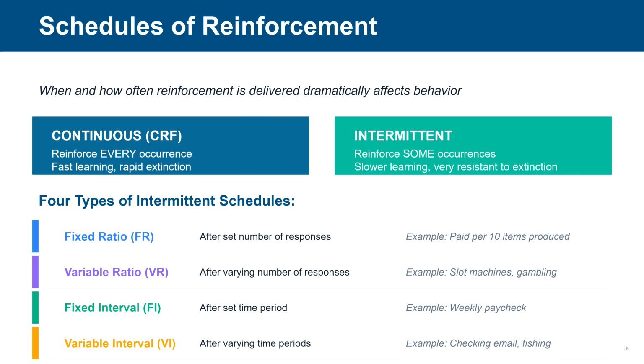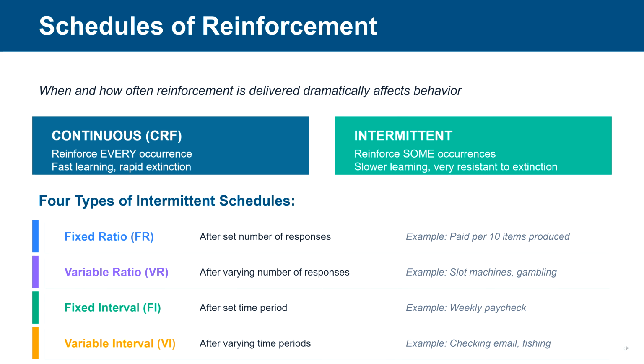Let me show you these schedules in real life because they are everywhere. Fixed ratio means reinforcement after a set number of responses. Factory workers are paid per item produced, for example every 10 widgets. Coffee shop cards say buy 10 coffees, get 1 free. This creates high and steady rates of responding, but there's often a pause after reinforcement is delivered.